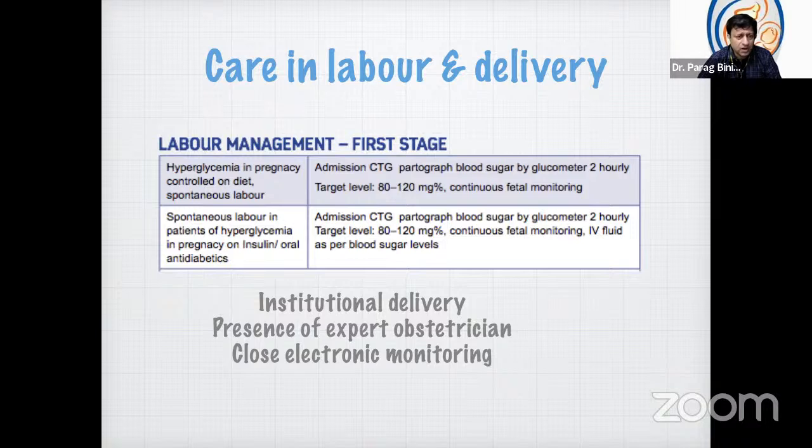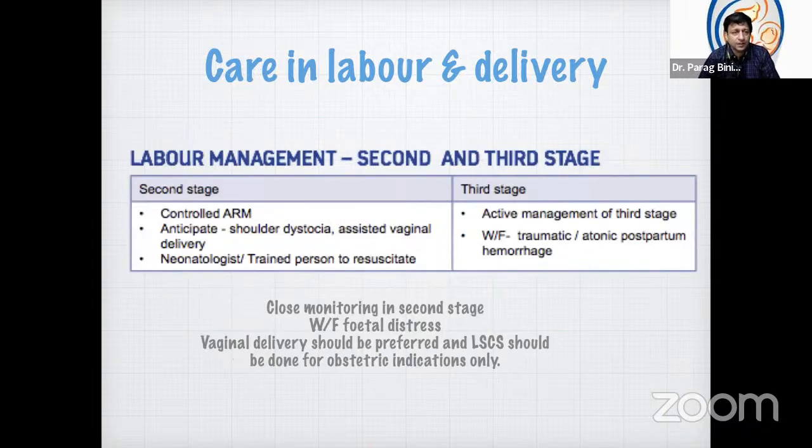Women who are already on insulin or oral antidiabetics have to be monitored very, very closely, and we may have to administer IV fluids as per the blood sugar levels. Coming to the second and third stage of labor, here we should make sure that we do a controlled ARM. We must anticipate a shoulder dystocia or an assisted vaginal birth. A neonatologist or a person who is trained to resuscitate the neonate has to be present.